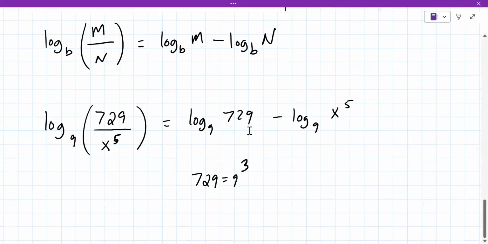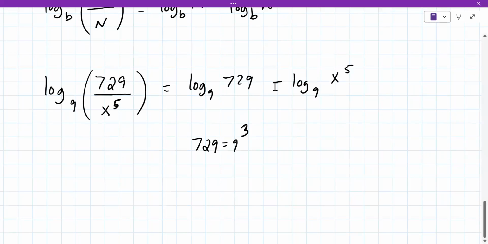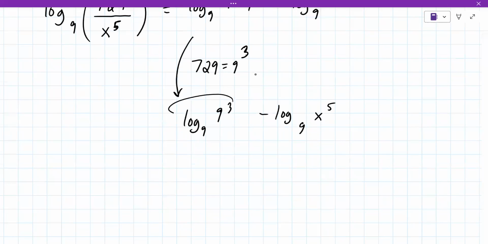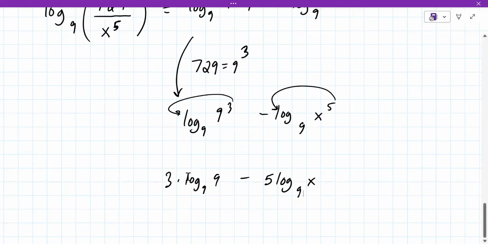So the only difference, right, is the quotient becomes subtraction. You still write log base 9 of 9 cubed minus log base 9 of x to the 5th, and then you move those exponents out in front. So 3 times log base 9 of 9 minus 5 times log base 9 of x. This one on the left becomes 1. 3 times 1, or 3, minus 5 log base 9 of x. Okay. Got it.